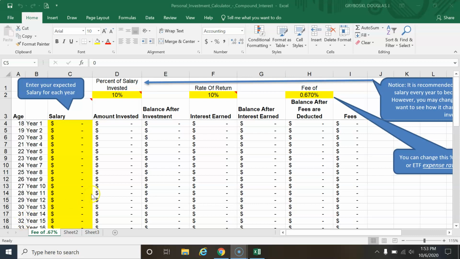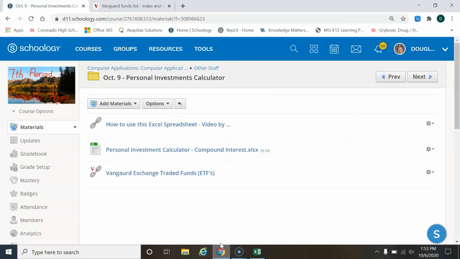Alright, this video is to explain how this Excel spreadsheet works. This spreadsheet is called Personal Investment Calculator, and it's the one that you download from the Schoology page.